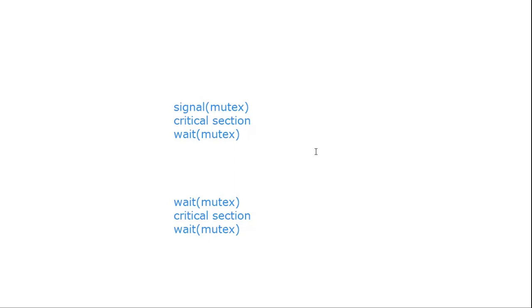The main drawback of using the semaphore is timing errors. What are the timing errors? Consider the producer consumer problem. In the producer consumer problem, there are many timing errors. Why do the timing errors occur?